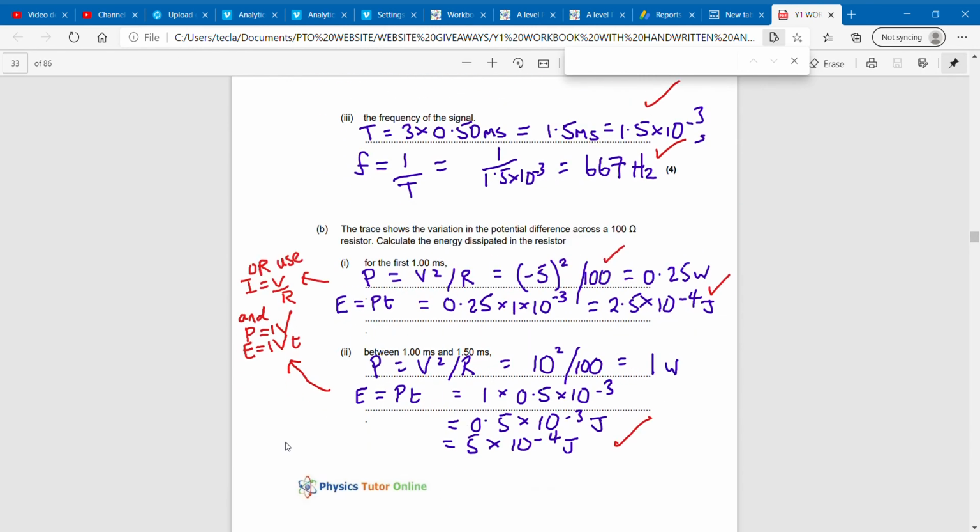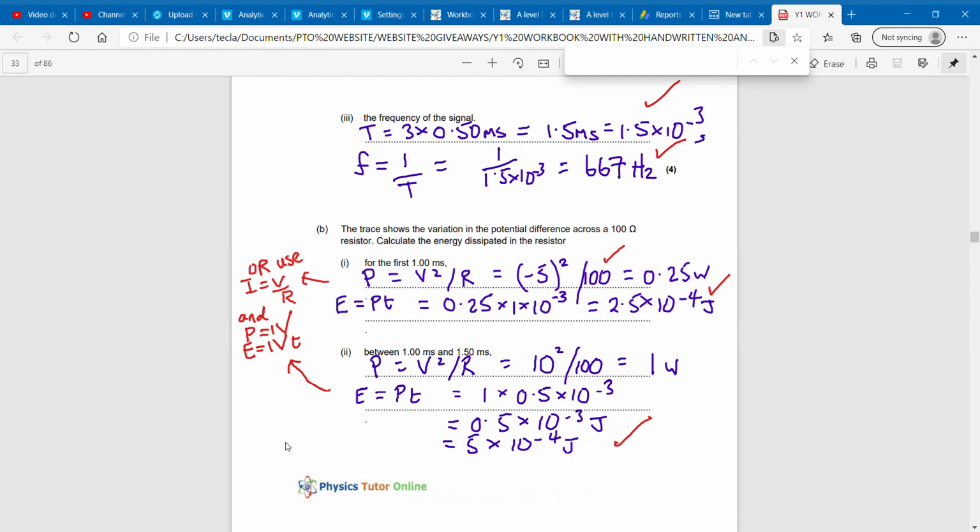B, the trace shows the variation in the potential difference across a 100 ohm resistor. Calculate the energy dissipated in the resistor. So part 1 for the first 1.00 milliseconds. So power equals V squared over R, which is -5 squared over 100, which is 25 over 100, which is 0.25 watts. And then using energy equals power times time for 1 millisecond, so 0.25 times 1 times 10 to the -3 equals 2.5 times 10 to the -4 joules.